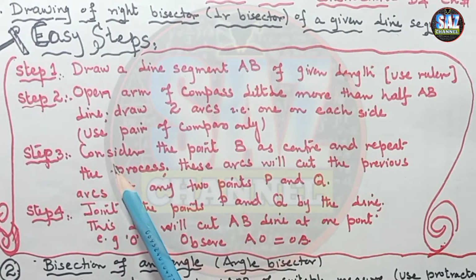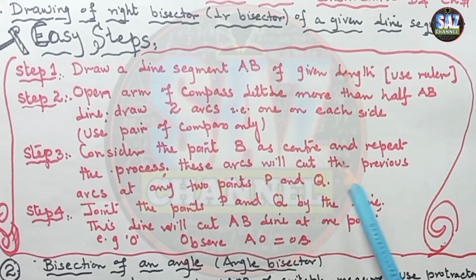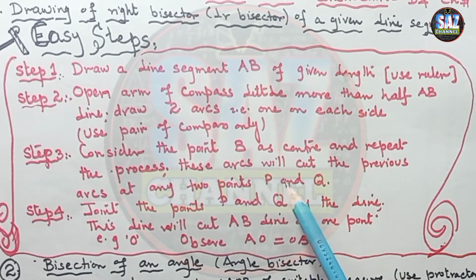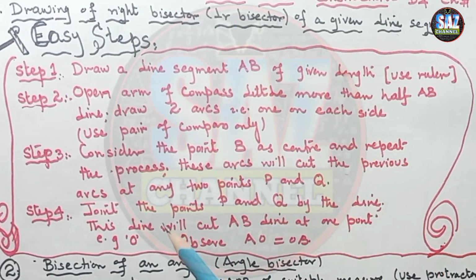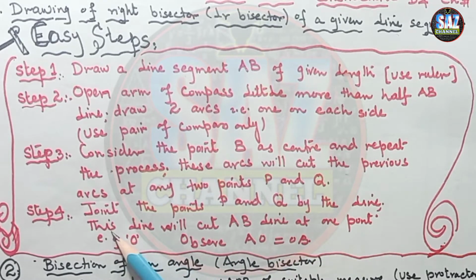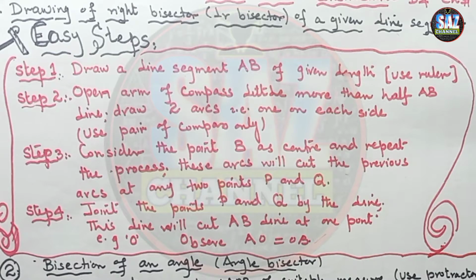And step 3 is consider the point B as the center and repeat the process. These arcs will cut the previous arcs at any point like P and Q. Join the points P and Q by the line. This line will cut AB line at point O, and then we have to observe that AO equals OB. Now I'm applying all these steps for the construction of perpendicular bisectors in front of my students, so that my students can understand how to construct the perpendicular bisector of any given line.